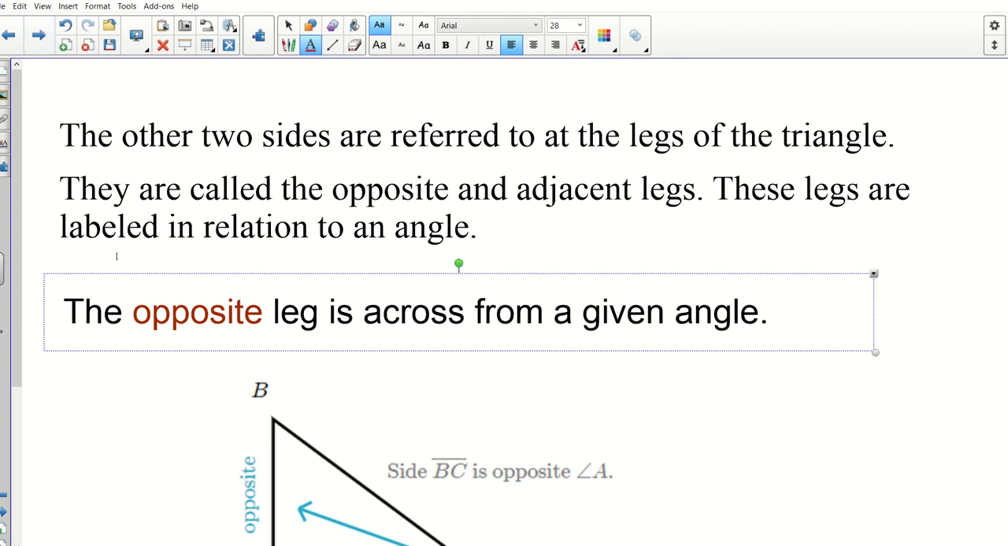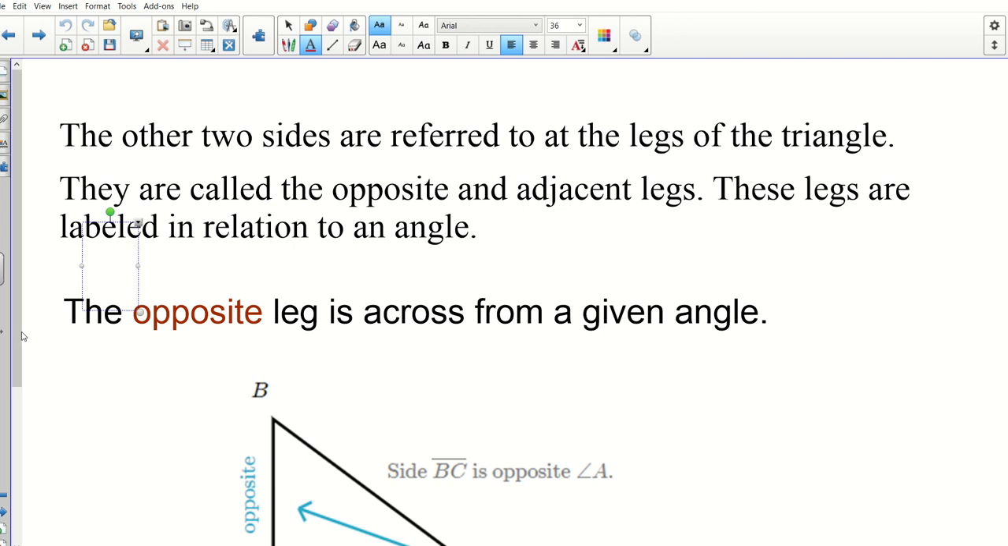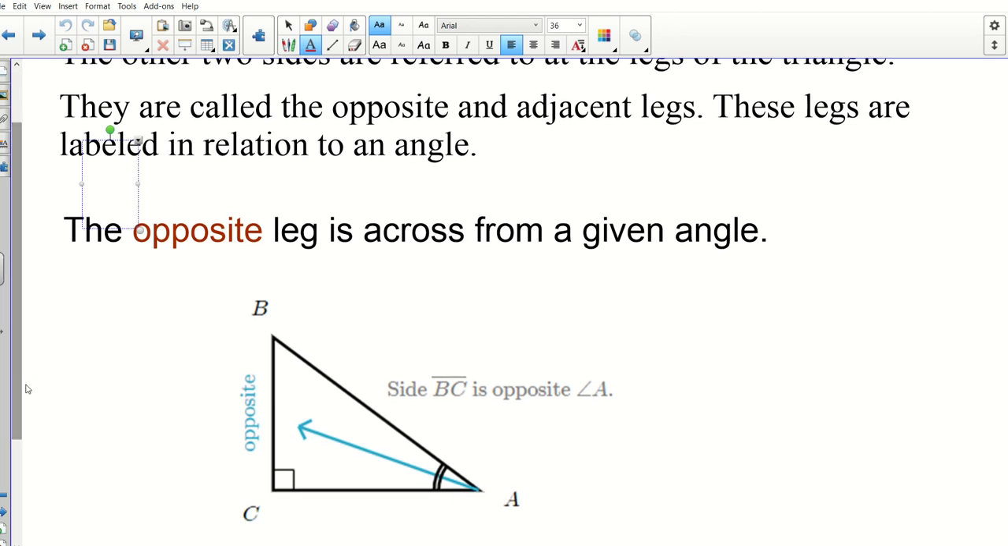The opposite leg is always across from a given angle. So if we're looking at angle A as our given angle, the opposite side would be side BC, as side BC is across from angle A. We say it is the opposite side. It is opposite angle A. Side BC would be labeled as the opposite side.